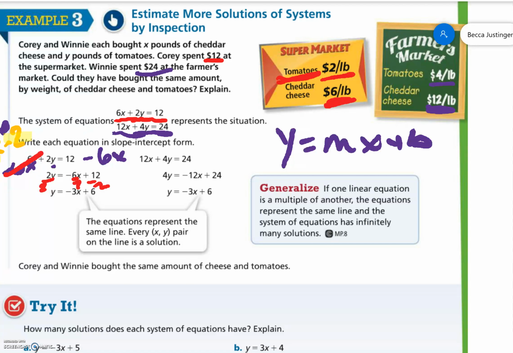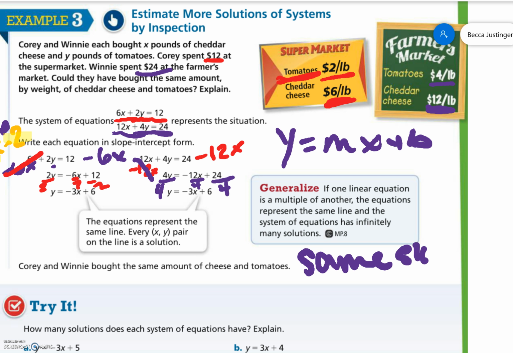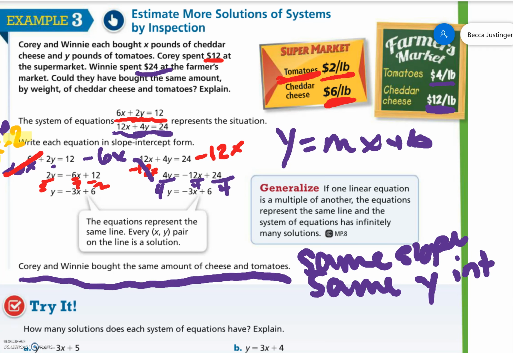Same thing, we have to do it for Winnie's. We're going to subtract 12x from both sides, and this cancels out. 4y equals negative 12x plus 24. Then we divide out the 4, and y equals negative 3x plus 6. So they are the same exact line. They have the same slope. They have the same y-intercept. Since they have both of those in common, every single point on the line is a solution, meaning they did buy the same amount of cheese and tomatoes.